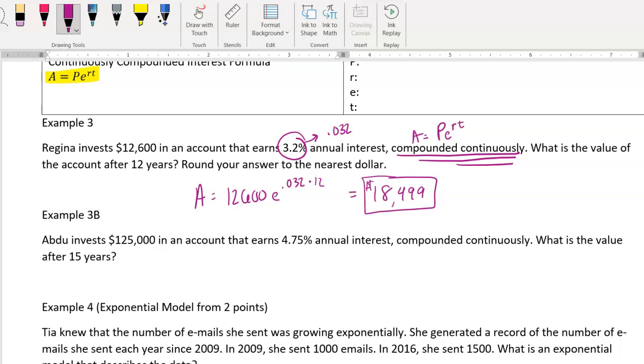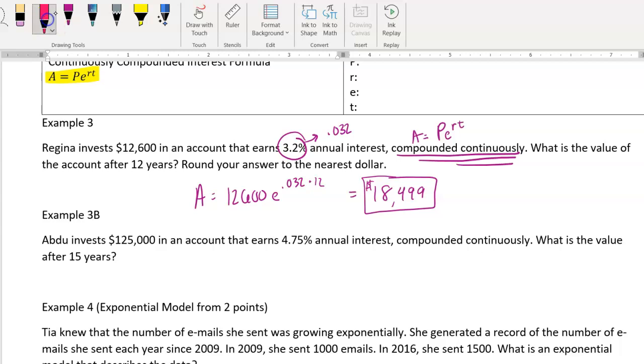All right, so let's see a new situation. It says Abdu invests $125,000 in an account that earns 4.75% annual interest, compounding continuously. So again, that tells us that we're going to use Pe^(rt) here. What is the value after 15 years? I want you guys to try this one on your own. Why don't you go ahead and set this one up.